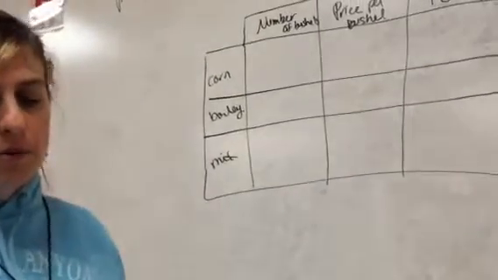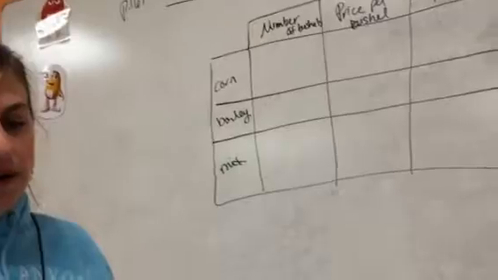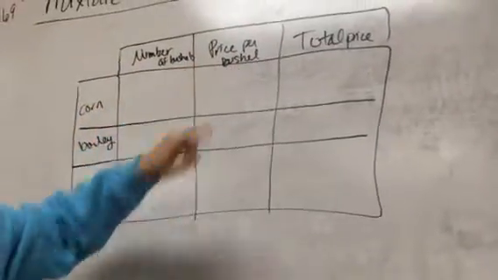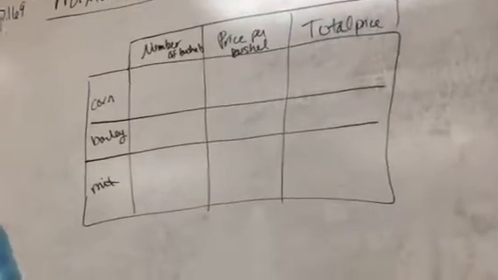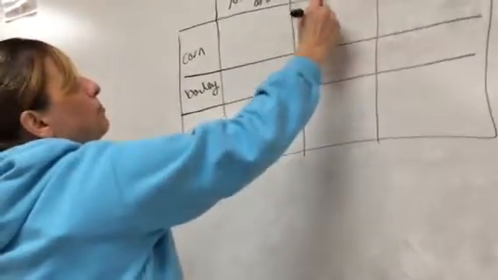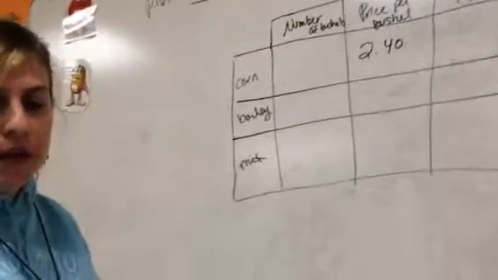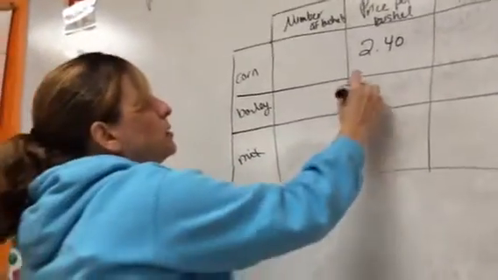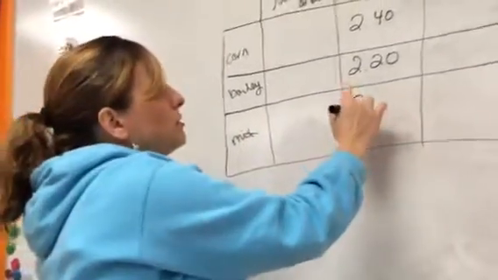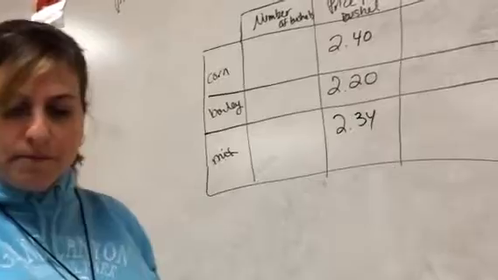So, okay, we have to figure out where is X, and we're going to start with the number of bushels. So I put number of bushels here, price per bushel, and total price. Is there anything that we can fill out already? Well, we do know that corn costs $2.40 a bushel, so we can put 2.40 there. We know that barley costs $2.20 a bushel. And we know that the mix is going to cost $2.34 a bushel. Okay, follow so far? Yes.